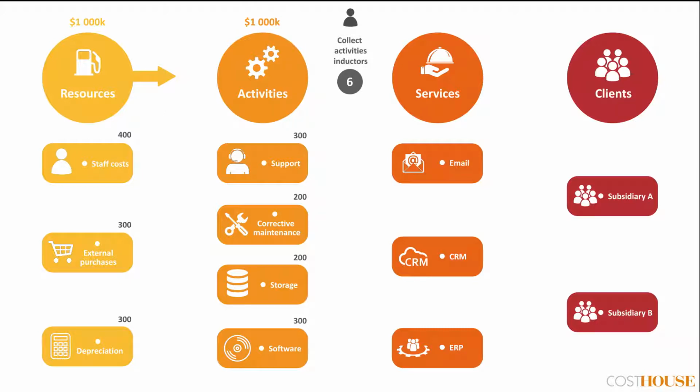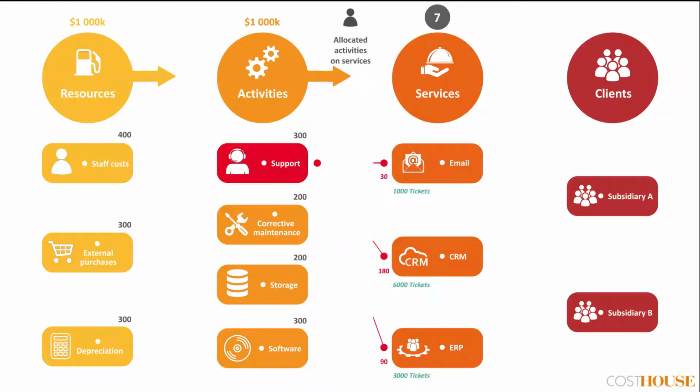Step 6 is to identify and value the activities inductors: number of tickets for the support activity, direct allocation for the corrective maintenance and software activities, and number of gigabytes for the storage activity. After the collection of all activities inductors, it's now possible to calculate the total cost of services.